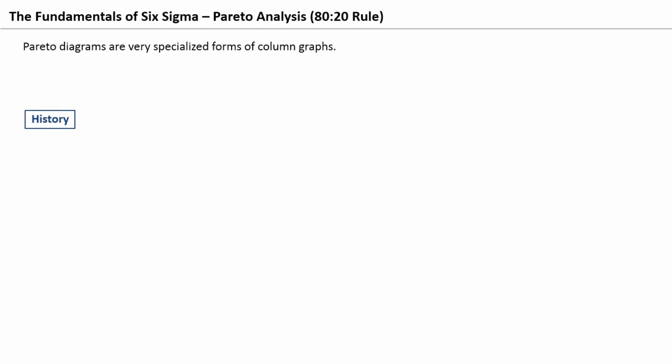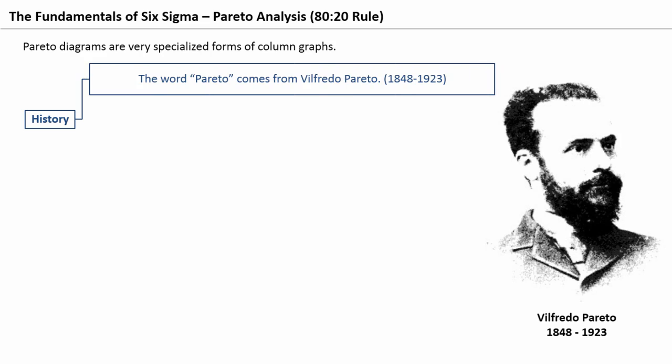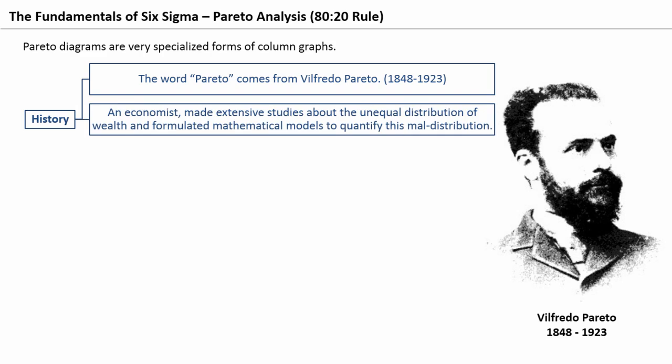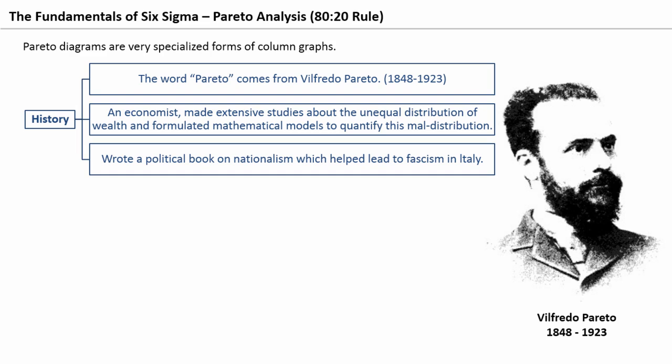History. There is a very interesting story behind the name of the Pareto diagrams. The word Pareto comes from Vilfredo Pareto, 1848 to 1923. He was born in Paris after his family had fled from Genoa, Italy, in search of more political freedom. Pareto, an economist, made extensive studies about the unequal distribution of wealth and formulated mathematical models to quantify this maldistribution. He also wrote a political book on nationalism, which helped lead to fascism in Italy.